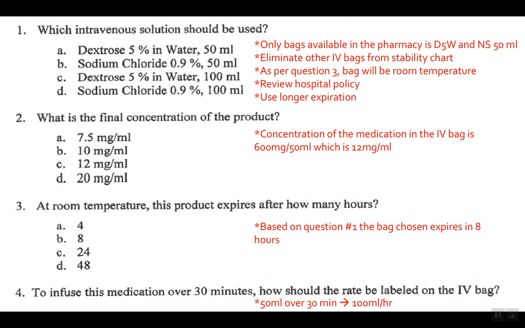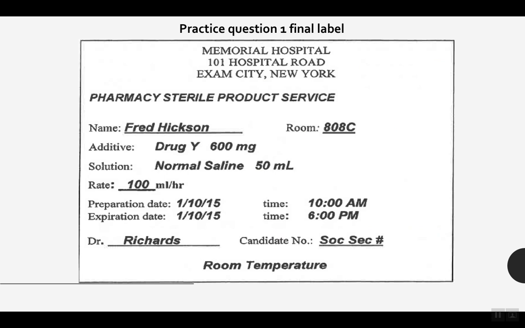In this case, all they're trying to say is that this medication is a 50 ml bag, to be infused over 30 minutes. How should the rate be labeled on the IV bag? Whenever you're labeling the IV bag, always label it in mLs per hour. You must always put the infusion rate on it, and it must be mLs per hour. Here they're saying infuse 50 ml over 30 minutes, so therefore you need 1 hour to infuse 100 ml. So here is the label for the IV bag.